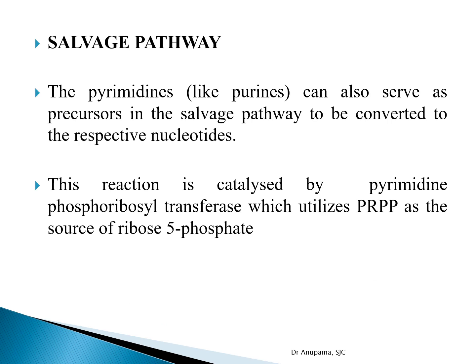Coming to the salvage pathway, pyrimidines, just like purines, also serve as precursors in the salvage pathway to be converted to respective nucleotides, and these reactions are catalyzed by pyrimidine phosphoribosyl transferases, which utilize PRPP as the source for ribose 5-phosphate. So these transferases transfer the ribose 5-phosphate onto the pyrimidines if they are available either through the diet or during some degradation of nucleic acids.